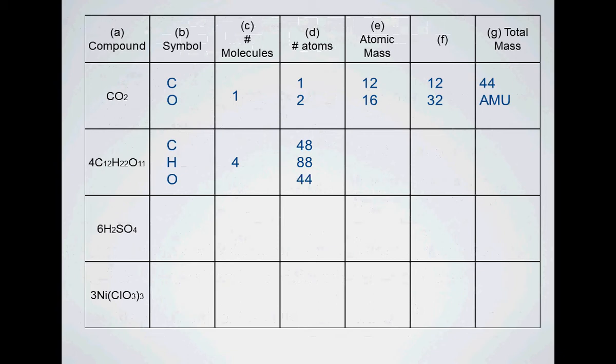Okay, I need the atomic masses. Carbon's atomic mass? 12. Hydrogen? 1. Oxygen, we should know by now? 16. All right, so now I just need to do my multiplication. I have 48 atoms of carbon times 12, the atomic mass of each one, gives us 576. Hydrogen, 88.